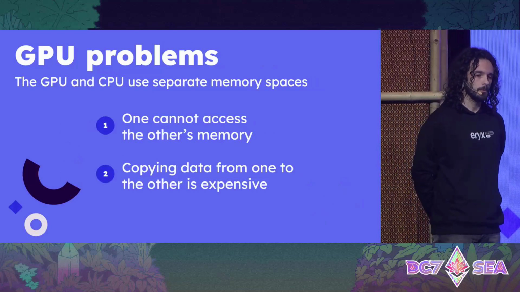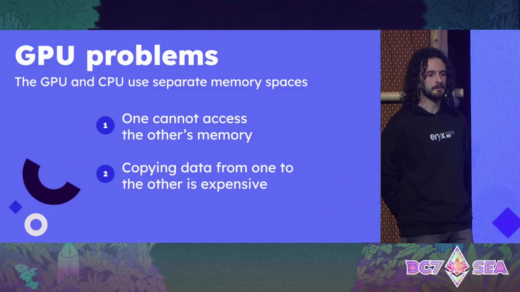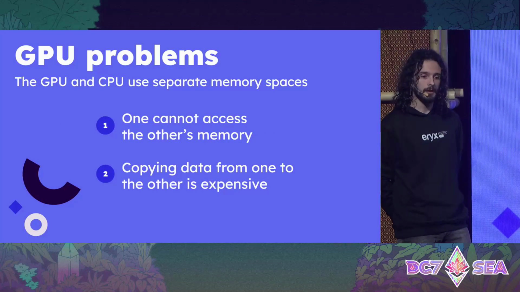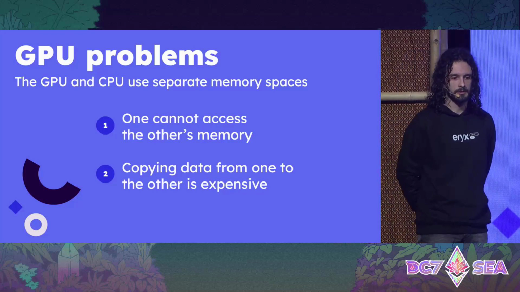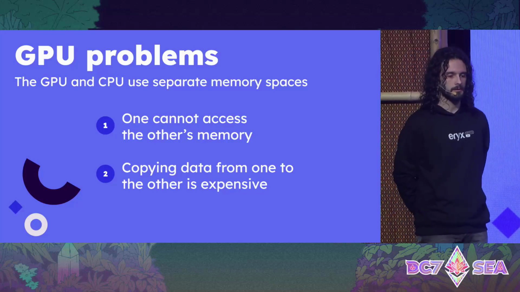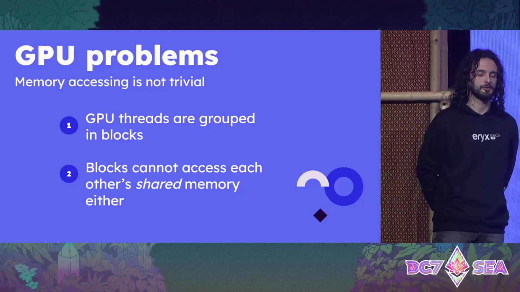This comes with some problems. GPUs and CPUs have different memory spaces. One cannot access the other's memory space, and copying data from one to the other is expensive. This means that we have to be efficient when working with memory in these different spaces. There's also the fact that memory accessing is not trivial.